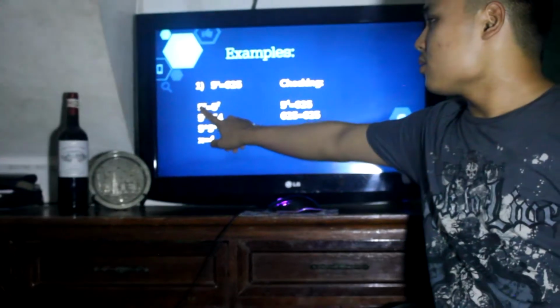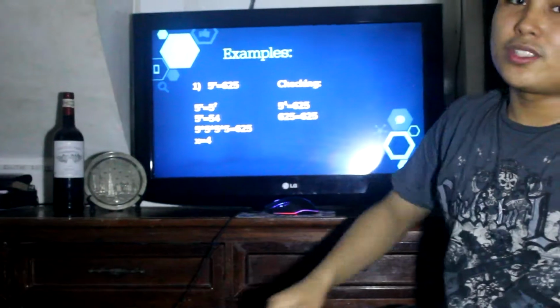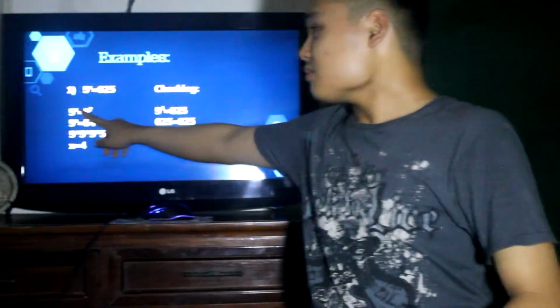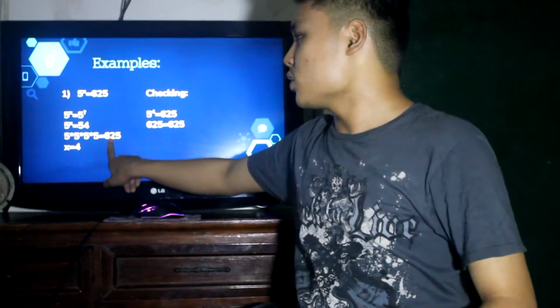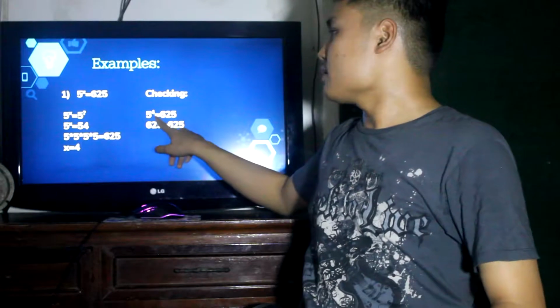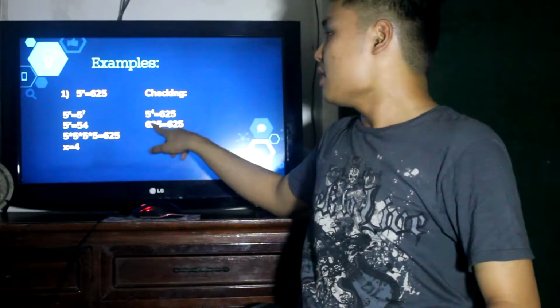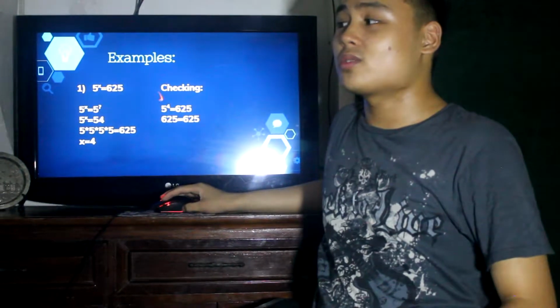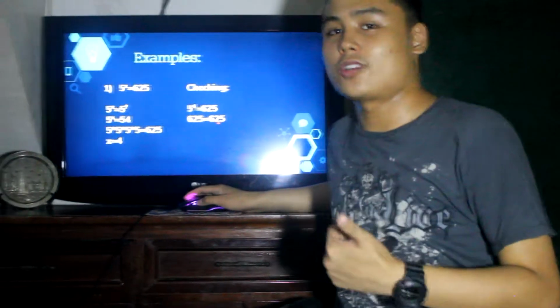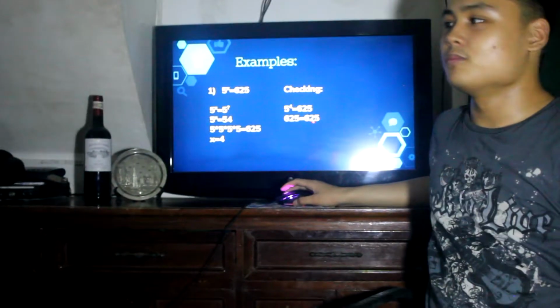Kasi, kung using the one-to-one property na pinakita ko kanina, x is equals to 4. So, tama. Let's try checking. 5 raised to 4 is equals to 625. 625 is equals to 625. So, okay. So, another example.